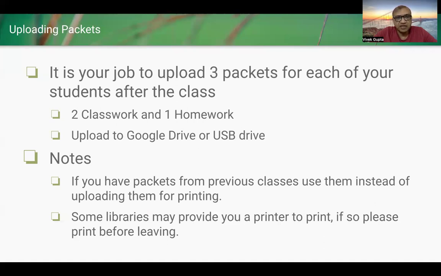And of course, some libraries we have seen provide you a printer, so then you just do your own printing. But whatever it is, you do this before you leave the class, so that for the next class you're ready.